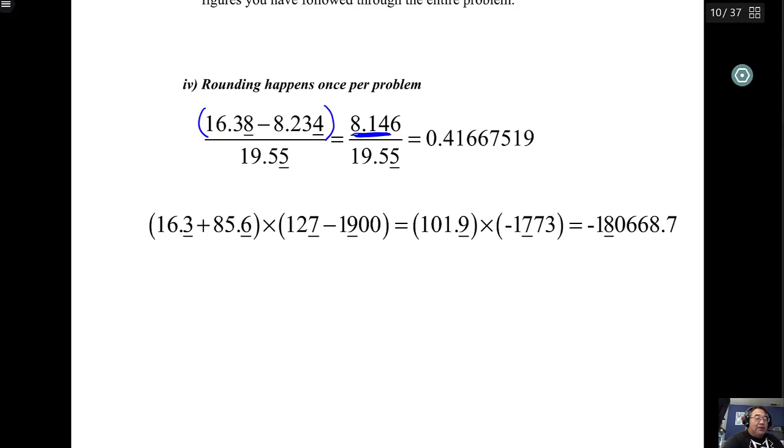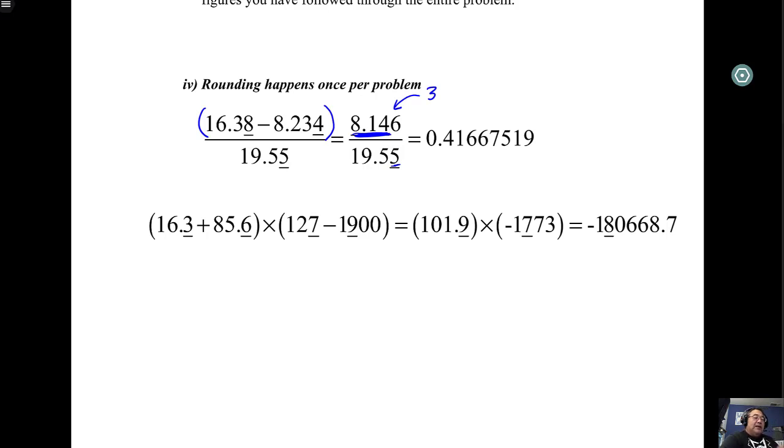And for some reason, I underlined all the numbers instead of just the last one. The 19.55 I know to this place, right? I just brought that number over. So that's 4 significant figures. This number, even though I wrote 4, is only known to the 8.14. So it's only 3 significant figures.